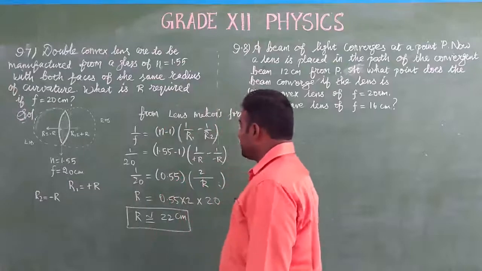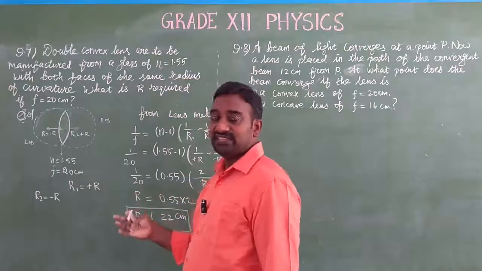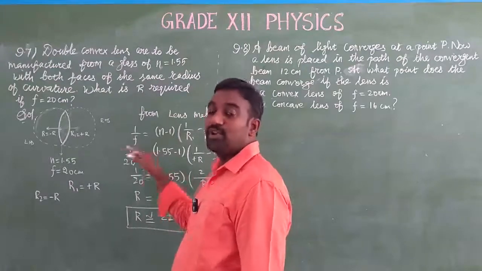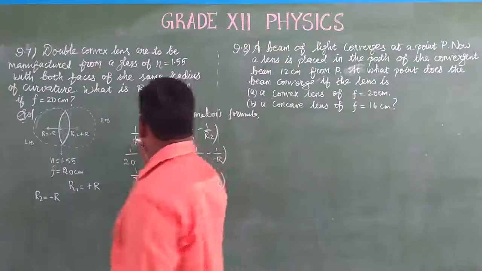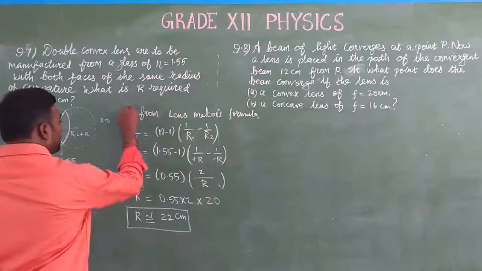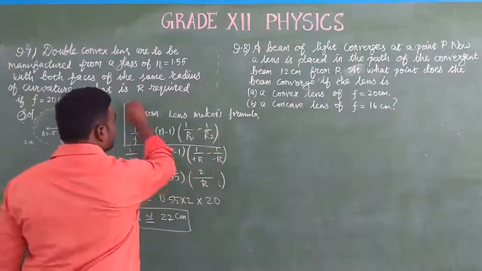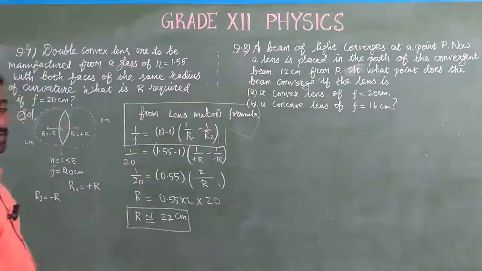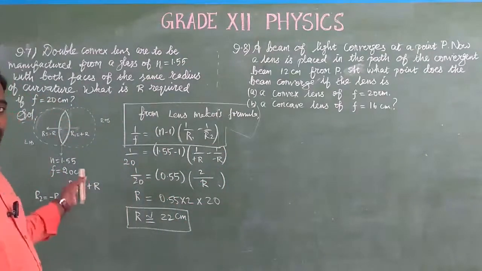In some other cases, they may give two different radii of curvature. In those cases, how do we find the refractive index? By knowing the focal length. So for all of these, we use this lens maker's formula. So using this formula only, we have solved it. Hope you have cleared this question.